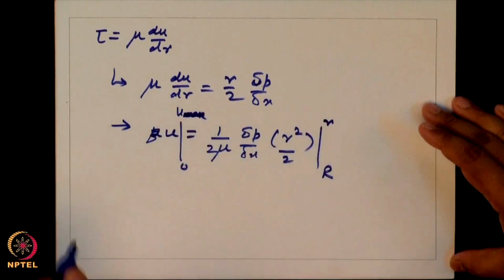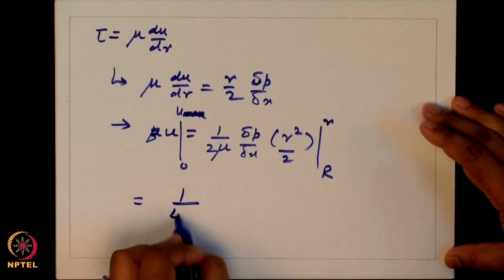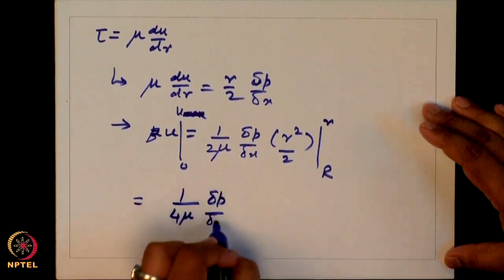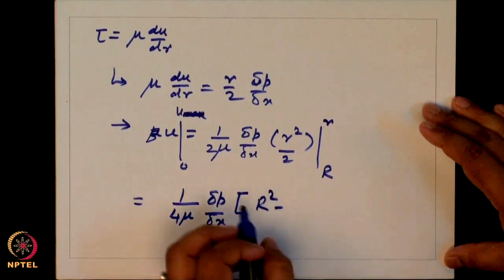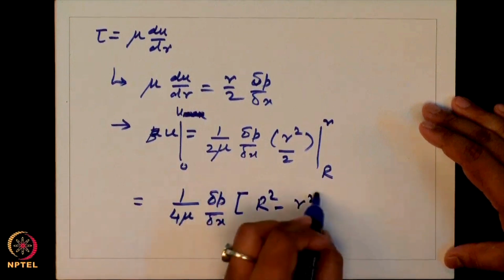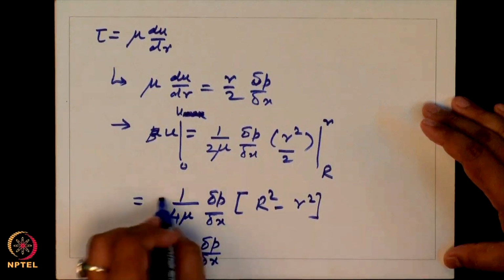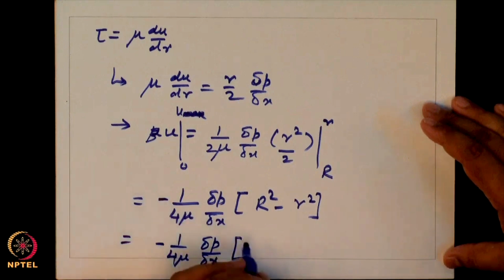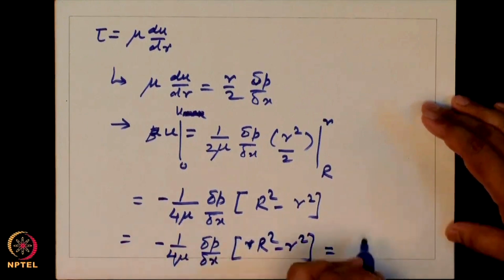or you can integrate from 0 to u, then you would get this equation: minus 1 by 4 mu del p del x into capital R square minus small r square. So, you can take R square common.